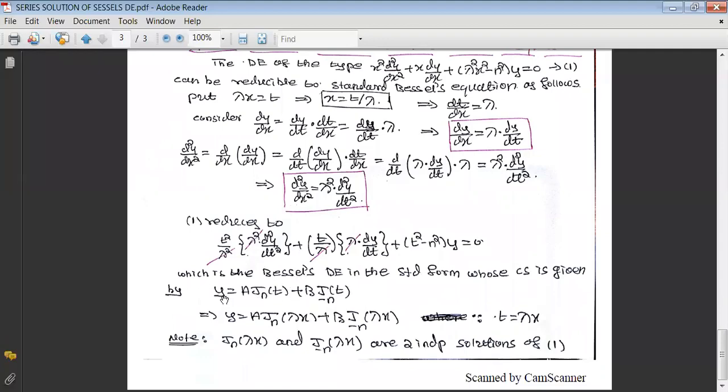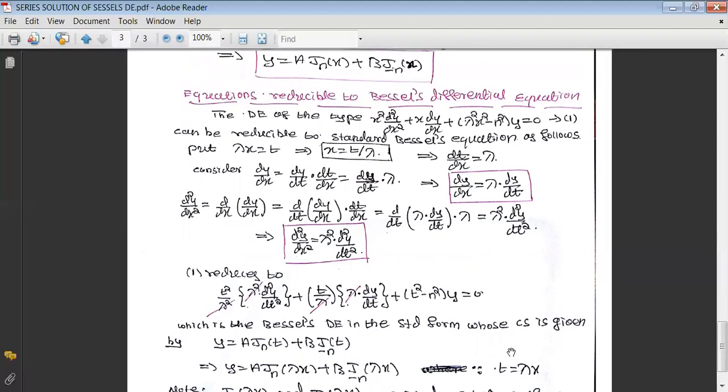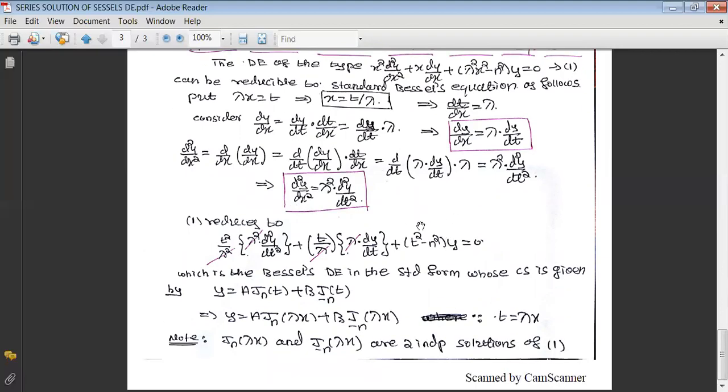That's why we can write y equal to a into J n t plus b into J minus n t, and y equal to a as it is, but our t is lambda x. Therefore, y equal to a into J n lambda x plus b into J minus n lambda x, because you have taken t equal to lambda x. Here, J n lambda x and J minus n lambda x are two independent solutions of this equation 1, we can call. This is the way we can reduce the given equation to the standard Bessel's equation, and how we can write its general or complete solution.